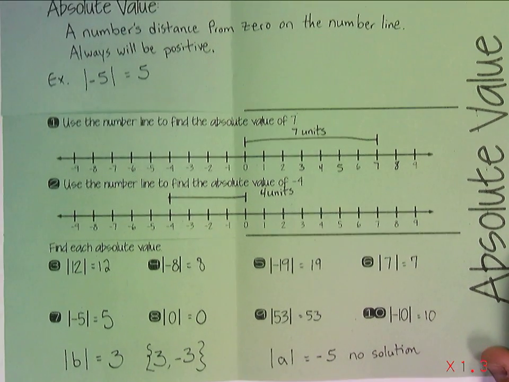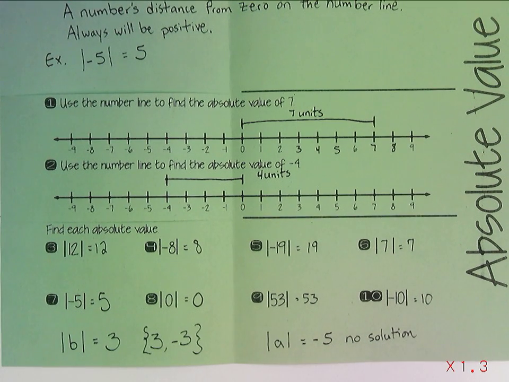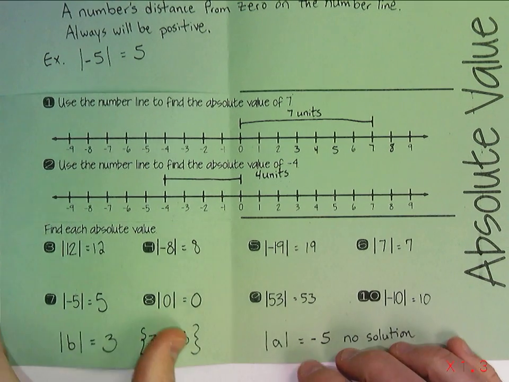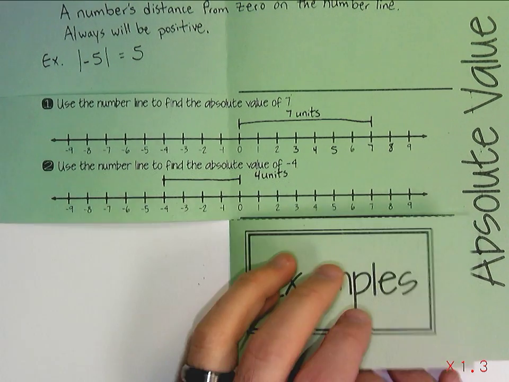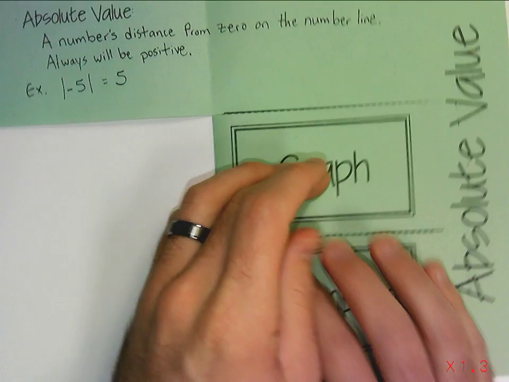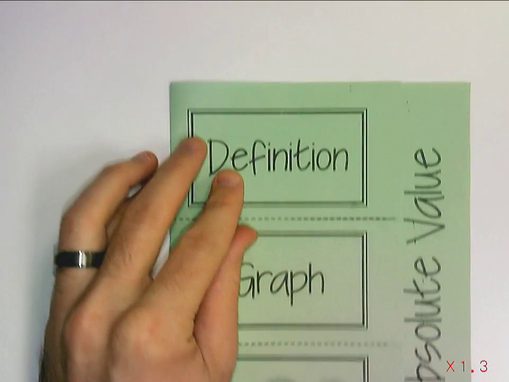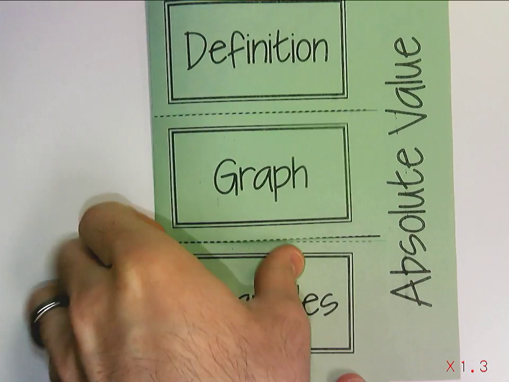So that's really the long and short of absolute value. It just comes down to finding a number's distance from 0 on the number line. So that's all you're doing. Make sure that this foldable gets put into your notebook so that you can reference it in the future if you have questions with absolute value.